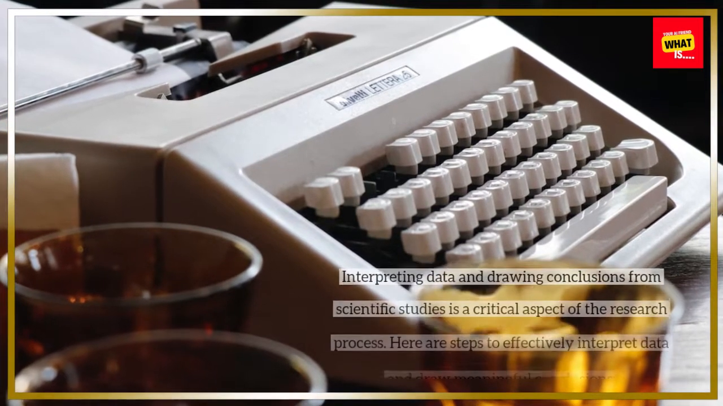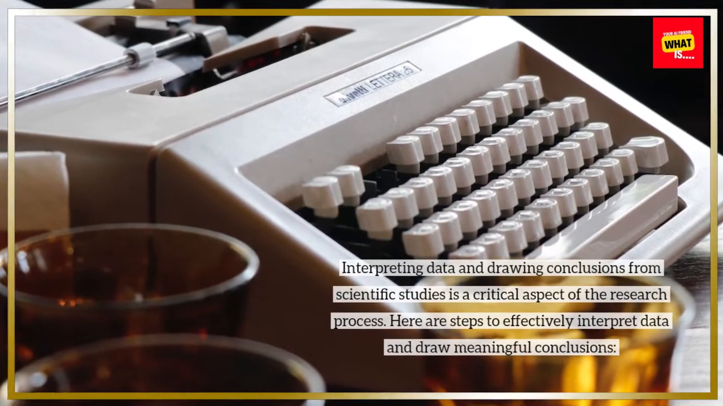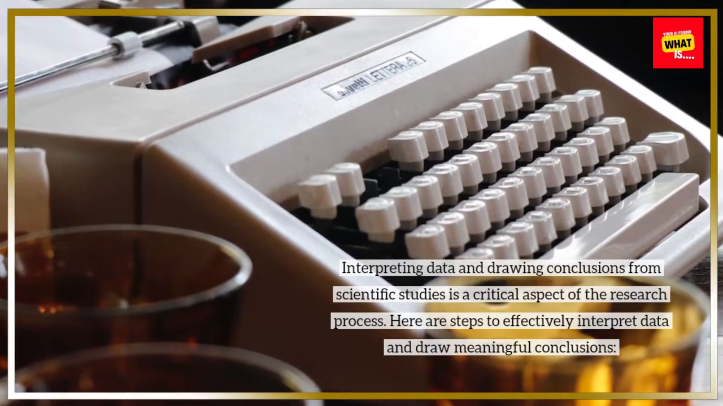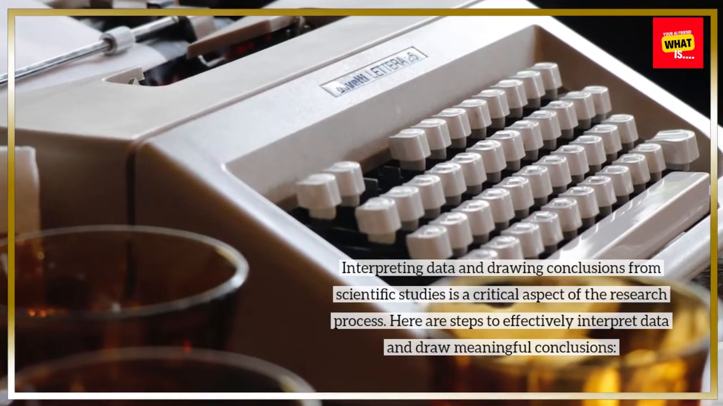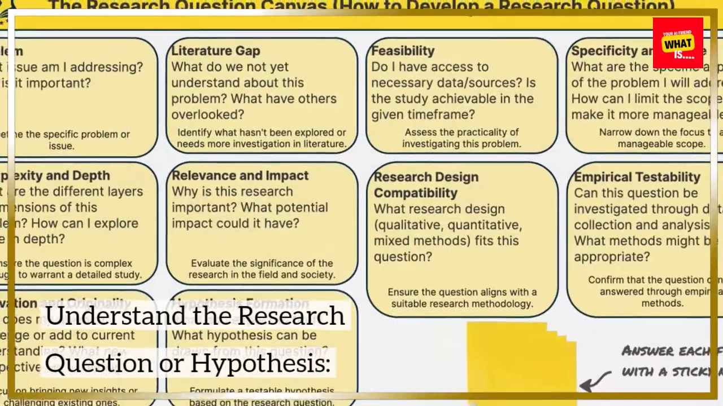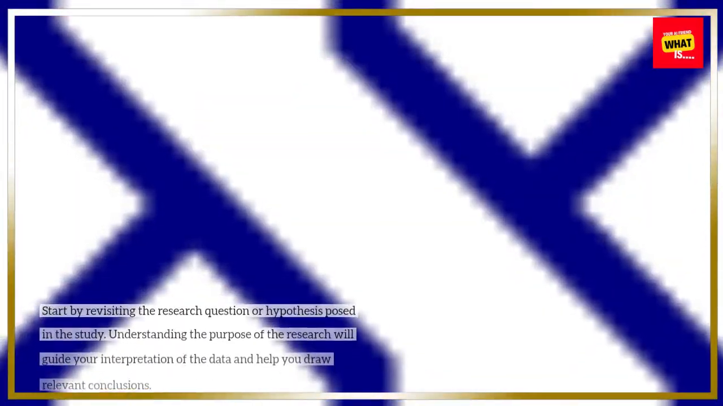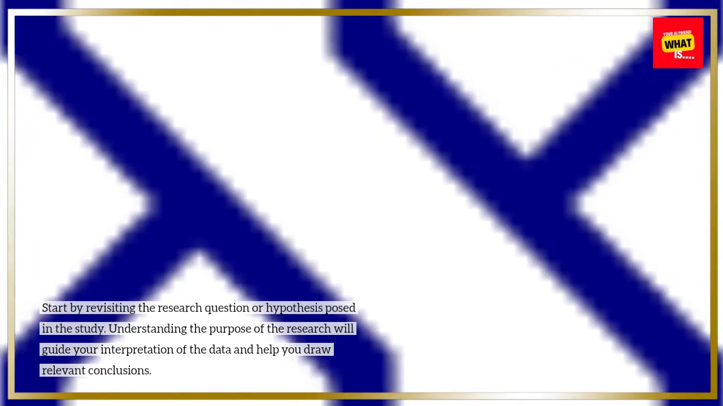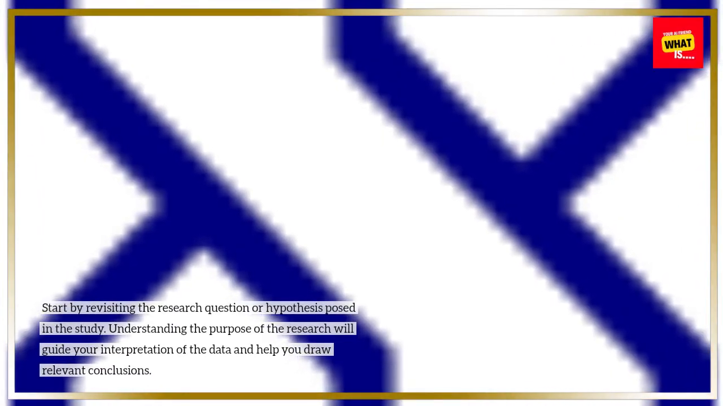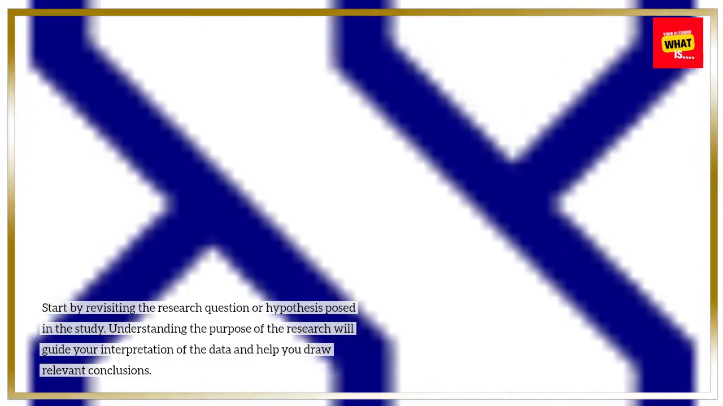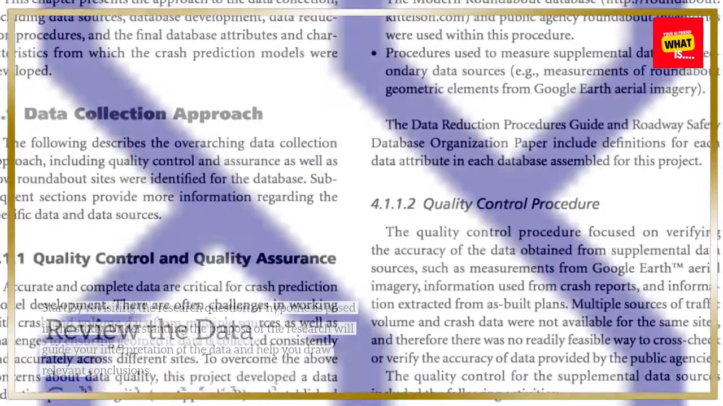Interpreting data and drawing conclusions from scientific studies is a critical aspect of the research process. Here are steps to effectively interpret data and draw meaningful conclusions. Understand the research question or hypothesis. Start by revisiting the research question or hypothesis posed in the study. Understanding the purpose of the research will guide your interpretation of the data and help you draw relevant conclusions.